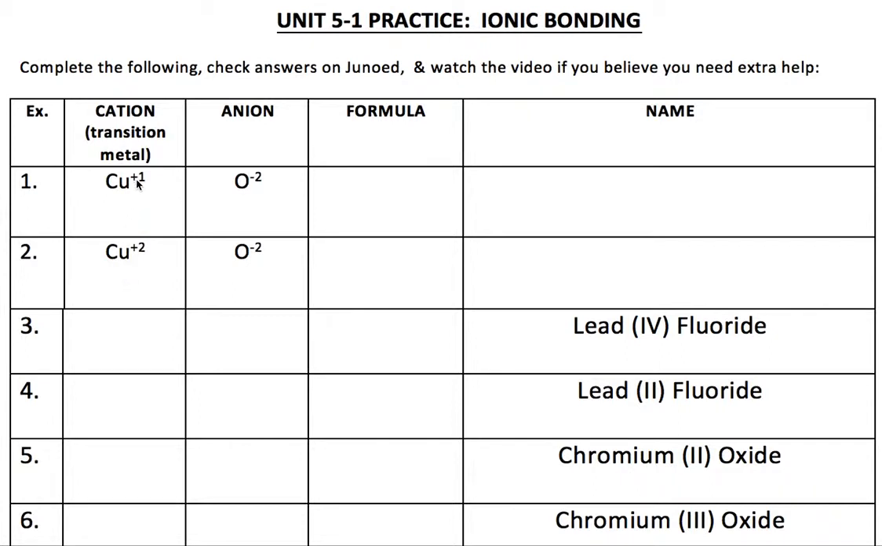So we have to consider the charge when we crisscross them. So that 1 is going to go down here, and the 2 is going to go there, and we end up with Cu2O. And over here, the 2 and 2 cancel out. So it's a 1-to-1 ratio, so it's just CuO.